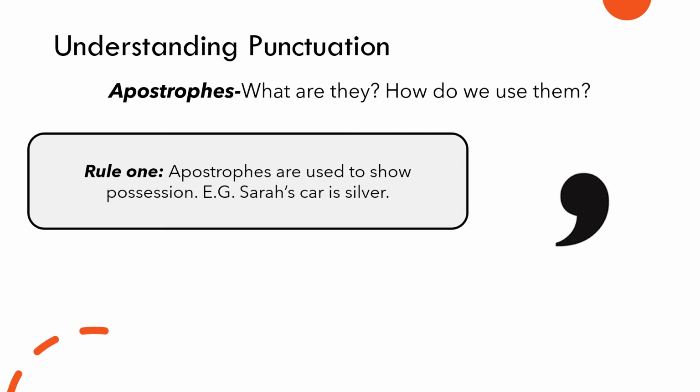If we have a look at the example there, it says Sarah's car is silver. To show that this is something that belongs to Sarah, we have used the apostrophe between the H and the S, and that is to indicate a possession when someone actually owns the thing we're talking about.